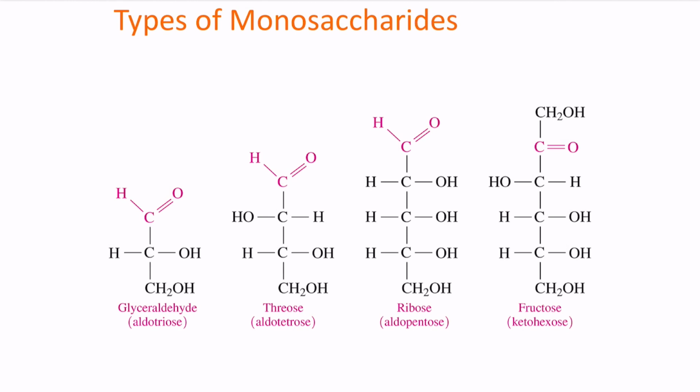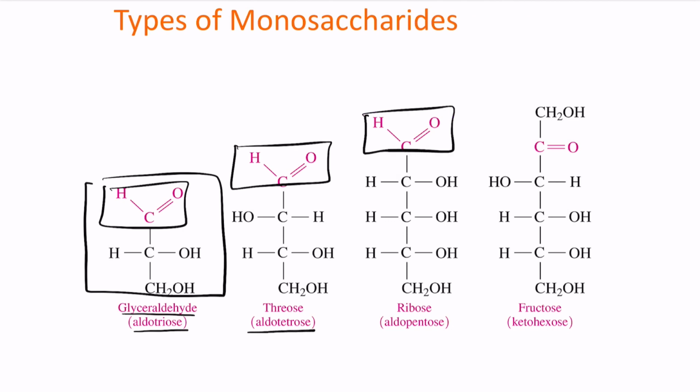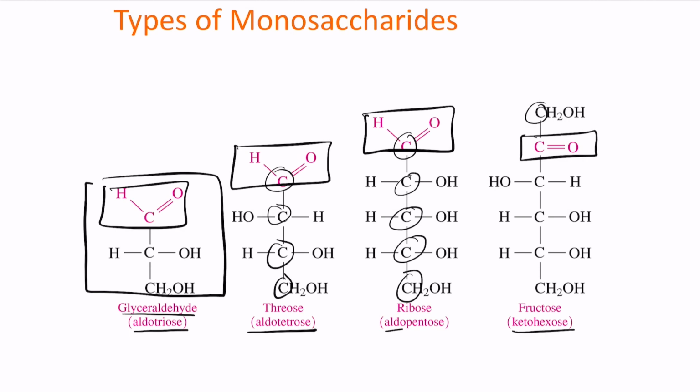For example, the aldotriose is also called glyceraldehyde. This is the structure. Notice the aldehyde group on top. Now this is an aldotetrose because it has 4 carbons and an aldehyde group. Here again, it has an aldehyde group, so aldo, and it has 5 carbons, so it becomes pentose. So the name is aldopentose. Fructose is a ketohexose, where you have a ketone group and 6 carbons. So this is an example of a ketohexose.